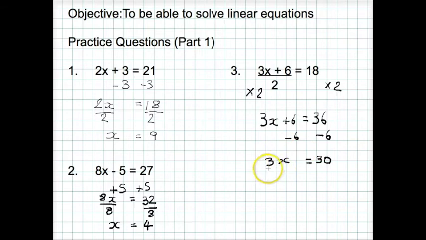Finally, to get rid of this 3, I divide by 3. Whatever I do to one side, I must do to the other side. 3 divided by 3 just leaves me with x, and 30 divided by 3 leaves me with 10.